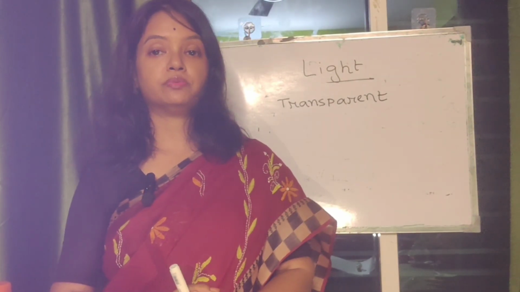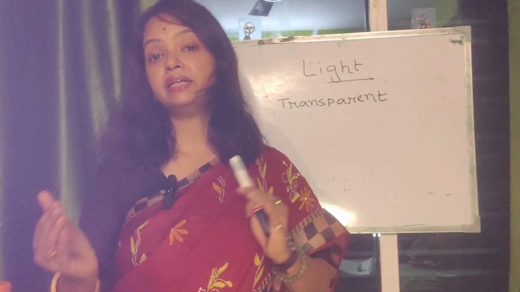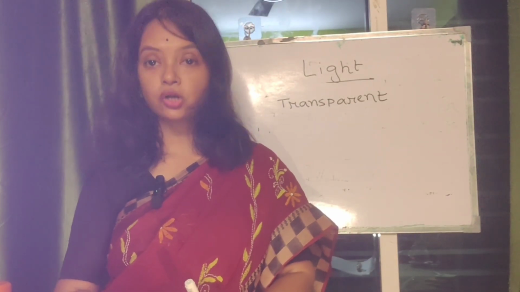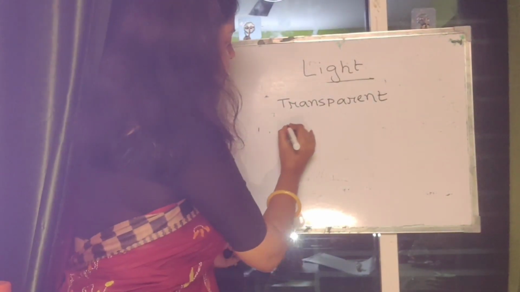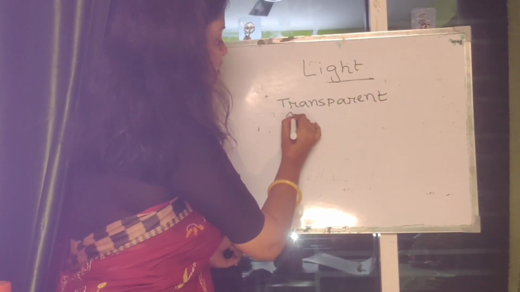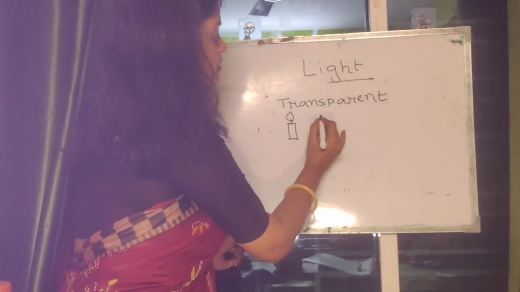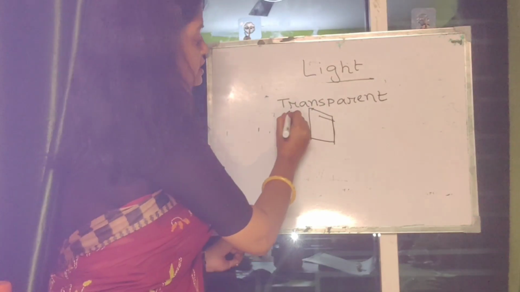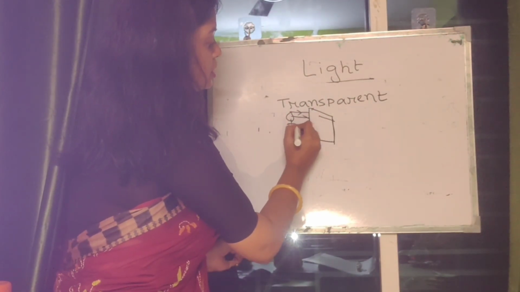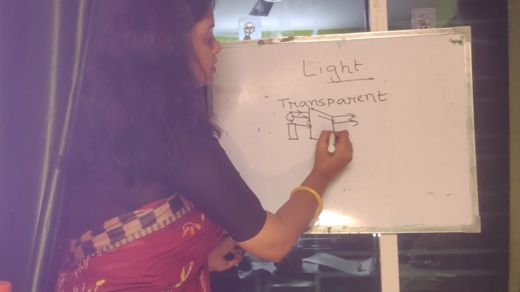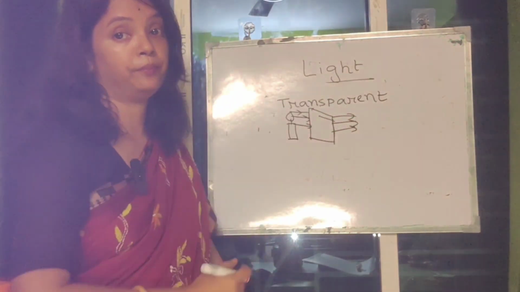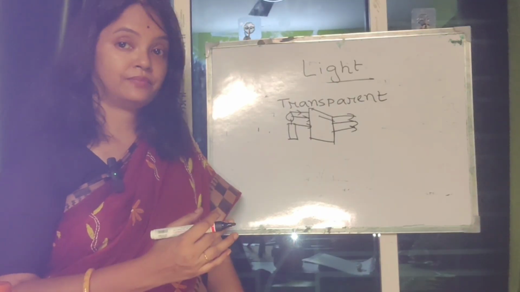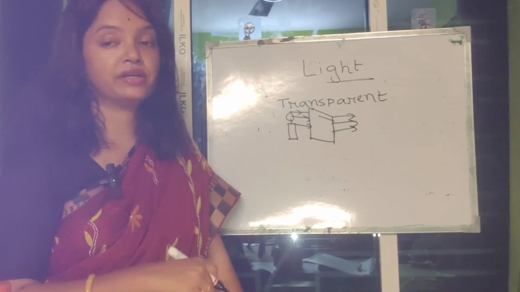So a transparent object means the objects that allow the entire light rays to pass through them are called transparent objects. That means if there is a light source and there is an object, and it allows the entire light rays to pass through it, that is called a transparent object. Glass is the best example of a transparent object.